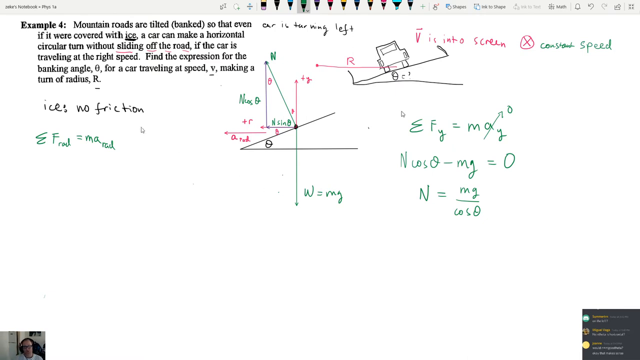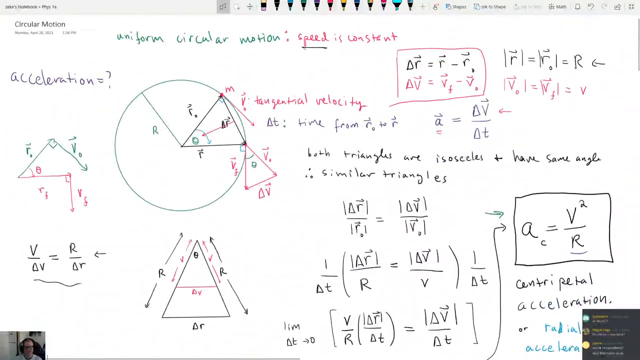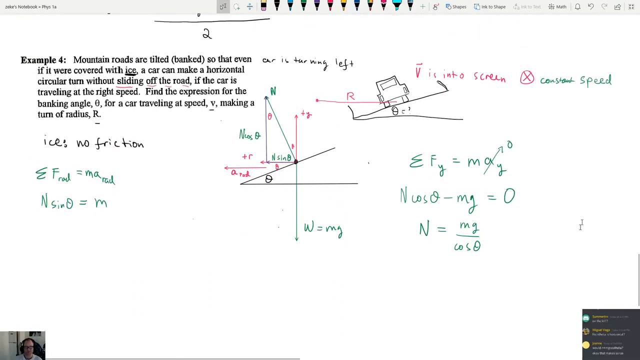Okay, so going back to the radial force direction, there's only one force pointing in the radial direction, that's n sine theta. So we'll have n sine theta on the left. And on the right, we're going to have m times a radial. And what's a radial again? Well, that's what we did at the very beginning of class. We said radial acceleration is v squared over r. Every time we see that show up, we're always going to put the same thing in there. So on the right-hand side, radial acceleration is going to be v squared divided by the radius. And from here, we're just going to plug everything together.